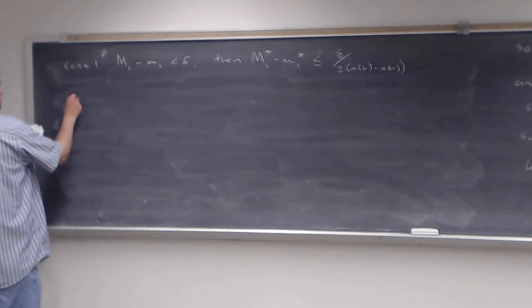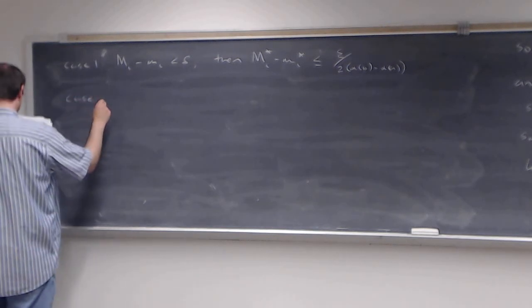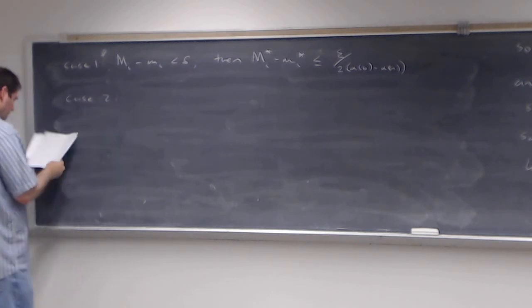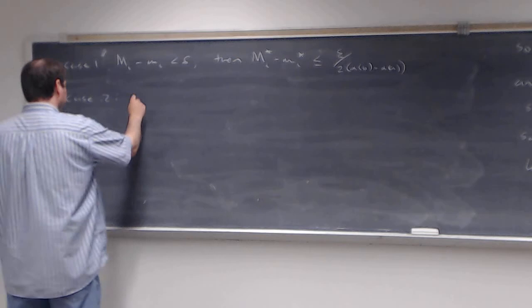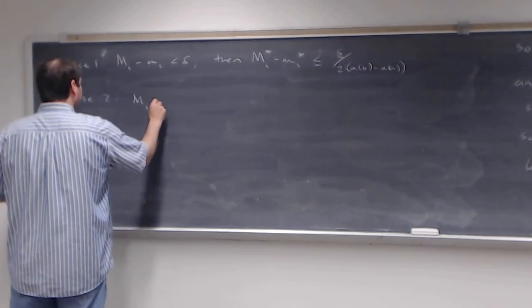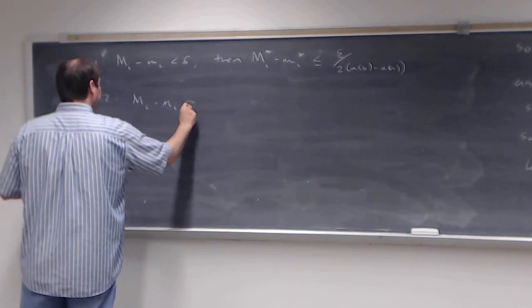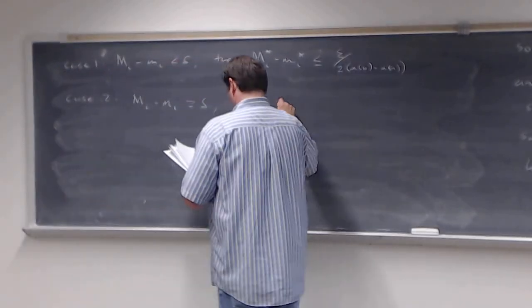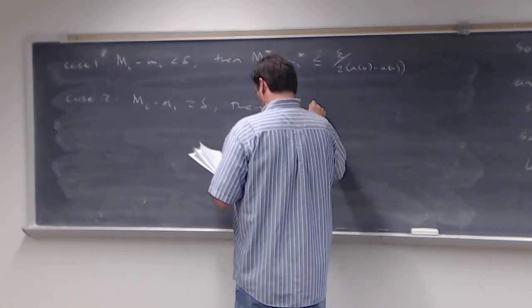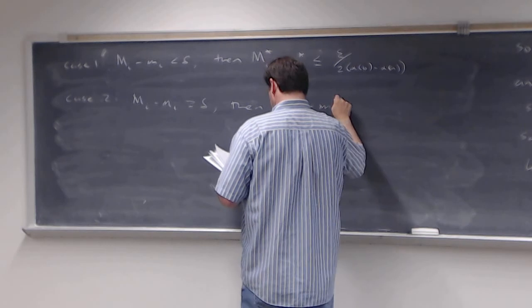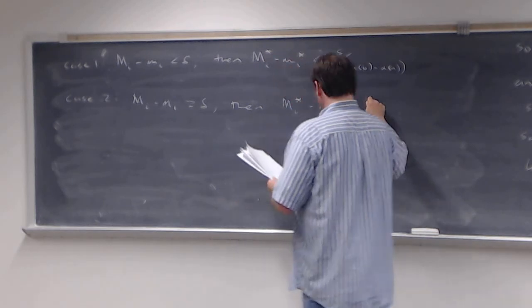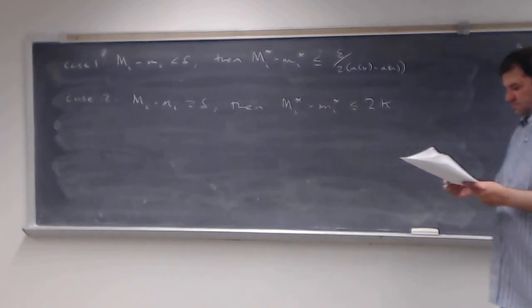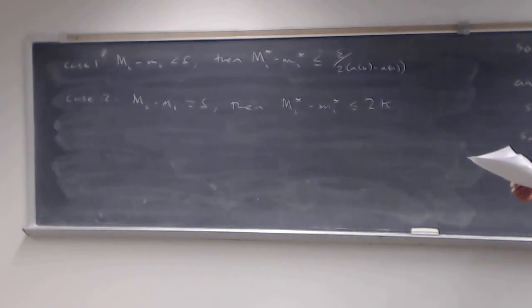In case 2, that's where M sub i minus little m sub i is greater than or equal to delta. And then, in this particular case, we look at M sub i star minus little m sub i star. That's going to be less than or equal to 2 times k. Okay. Well, we've already defined what that k is.